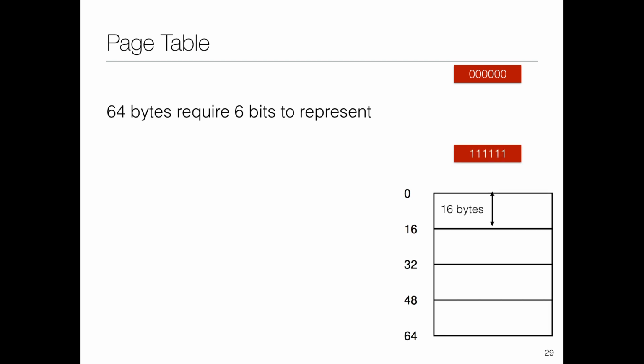So we have 64 bytes. The number 64 would require how many bits to represent? 6. 2 raised to power 6 is 64. So we can go from 000000 to 111111. The address space which we want to create is something like the following. We have 4 pages of 16 bytes each: page 0, 1, 2, 3.